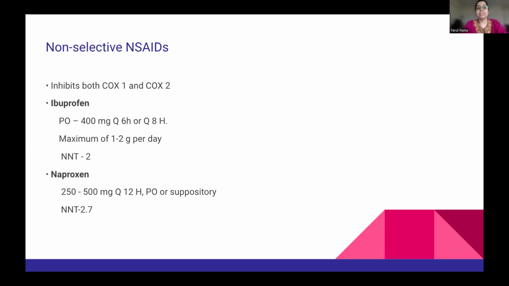Coming to the non-selective NSAIDs, they inhibit both COX-1 and COX-2. This includes ibuprofen and naproxen. Ibuprofen can be given per orally in the dose of 400 mg, 6 hourly or 8 hourly, with a maximum of 1 to 2. As you can see, the NNT of ibuprofen is 2. Coming to the naproxen, it can be given 250 to 500, 12 hourly, per orally or suppository, with NNT of 2.7.